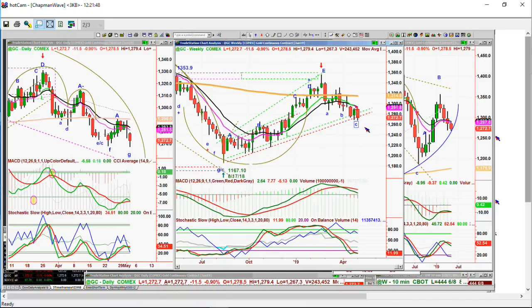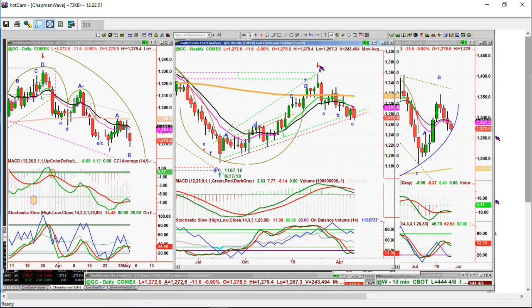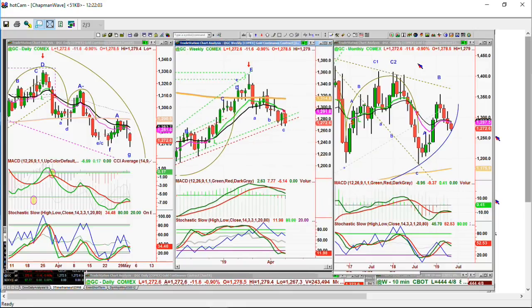It is leg C to the downside. The MACD is very poor. Stochastics at 11% and showing no sign of strength. My suspicion is gold has limited upside right now, and there might have to be more testing. I wouldn't just say, oh man, gold, it's all done, it's finished, etc.